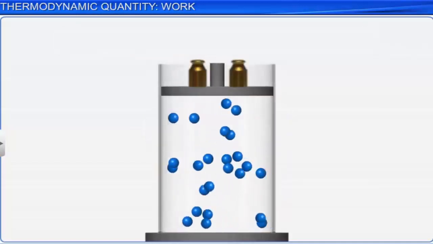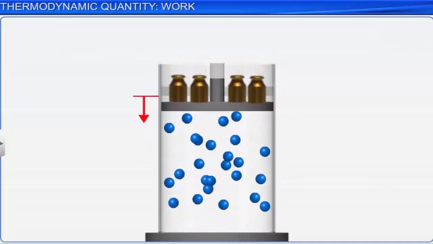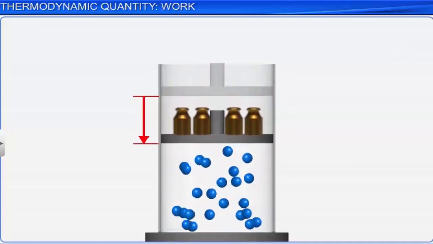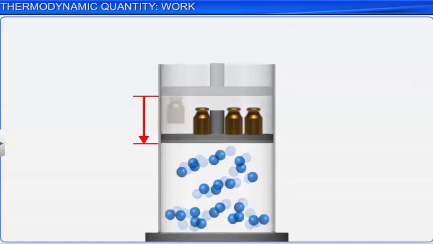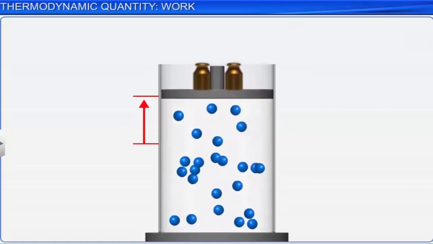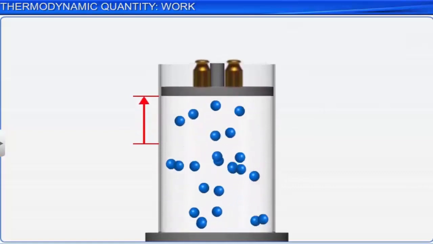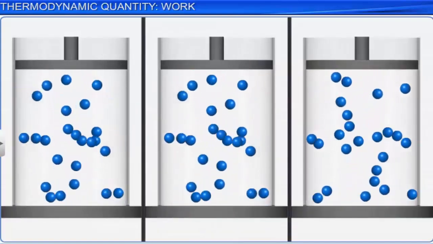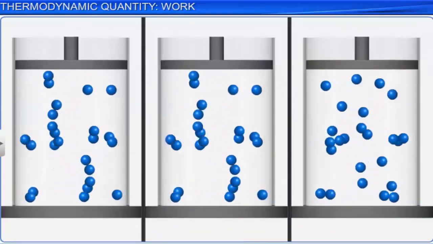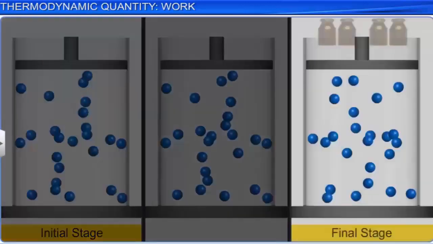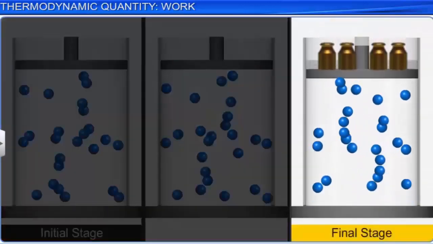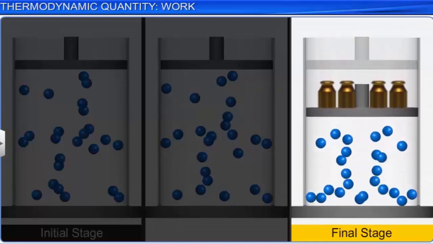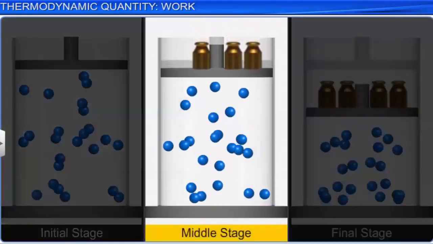Thus, a reversible process is one that takes place infinitesimally slowly and the direction of which at any point can be reversed by an infinitesimal change in the state of the system. In a reversible process, the system is in equilibrium in the initial, final, and all intermediate stages.